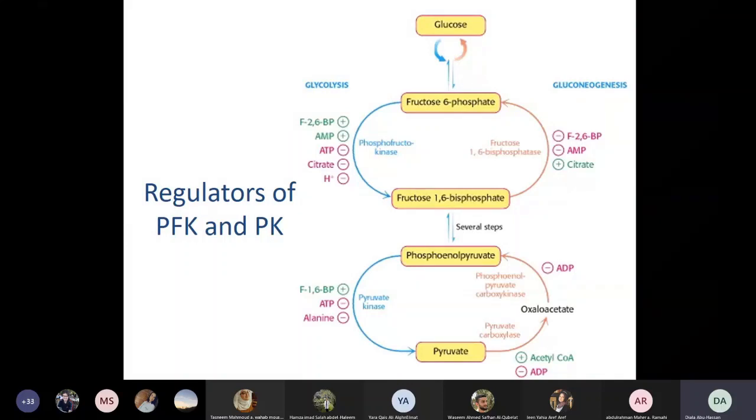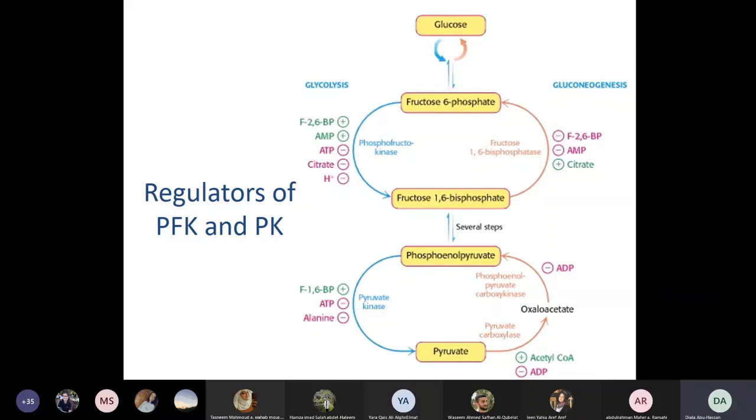If you look at the reactions that we discussed last time, you'll see the arrows of the reactions going both ways, forward and reverse. The enzyme can catalyze the reaction in the forward and reverse direction except for 3 steps. What are these steps? The first one is the phosphorylation of glucose by glucokinase or hexokinase. The second one is the phosphorylation of fructose 6-phosphate to fructose 1,6-bisphosphate by phosphofructokinase. The last one is the formation of pyruvate from phosphoenol pyruvate.